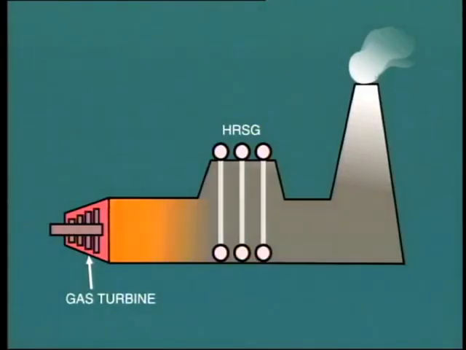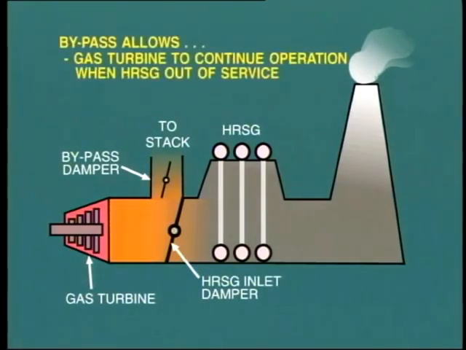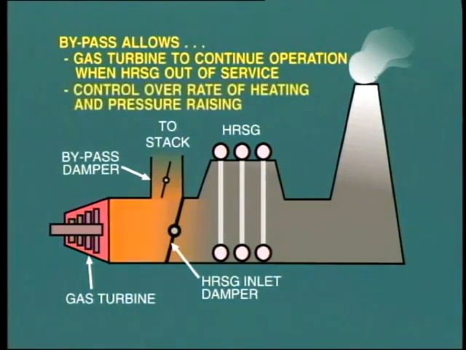In some installations, a gas bypass is provided around the HRSG, complete with associated dampers. The main objective is to allow the gas turbine to continue operation when the HRSG is isolated and removed from service for maintenance. Another advantage of the bypass system is that it allows some control over the rate of heating and raising pressure of the HRSG during startup.